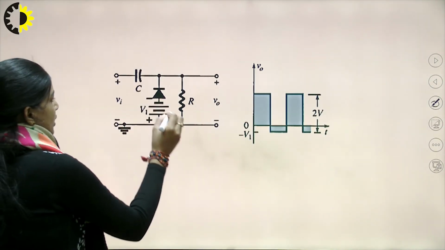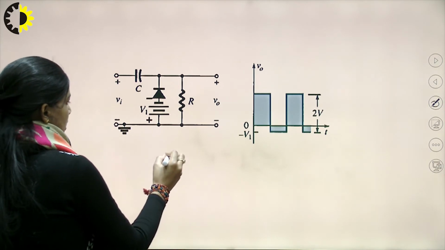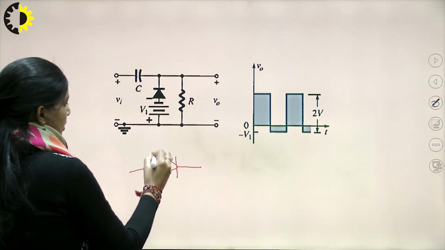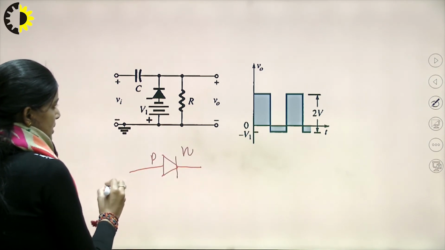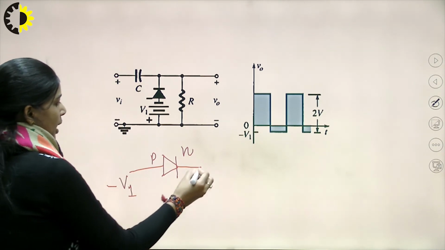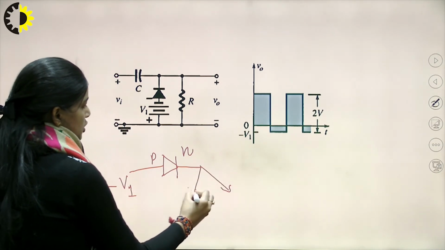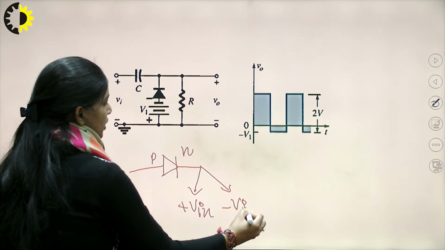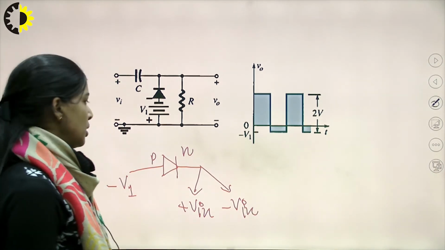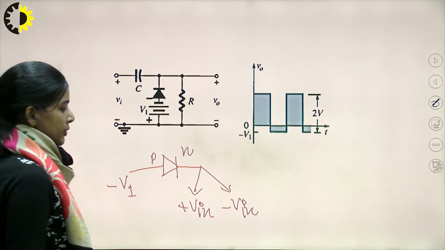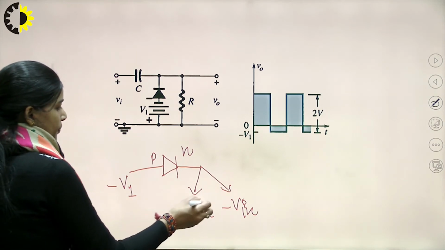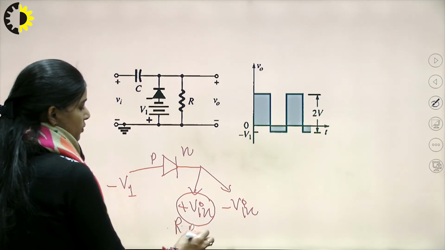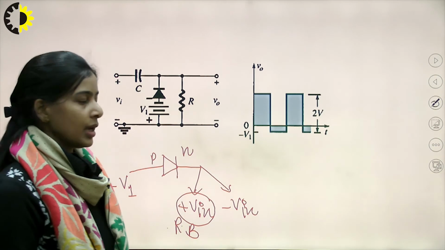Here the polarity of the battery is reversed. Now with this diode, the P side is connected to minus V1 and the N side is connected to positive V in for the positive cycle and negative V in for the negative cycle. So as P is connected to the negative V1, for the positive cycle this diode will be reverse biased for the complete positive cycle.